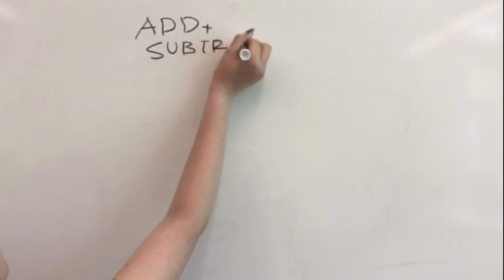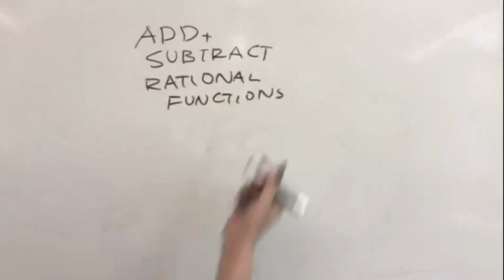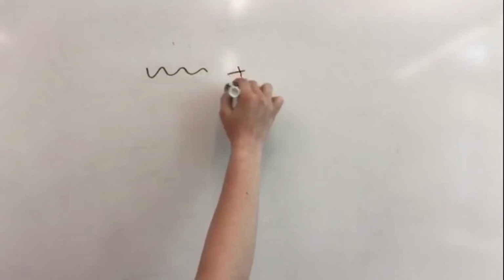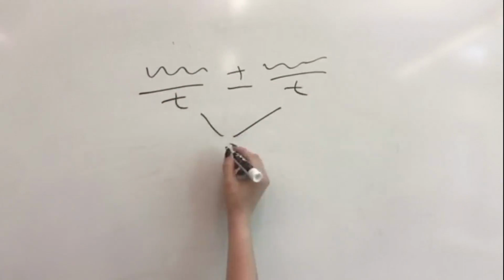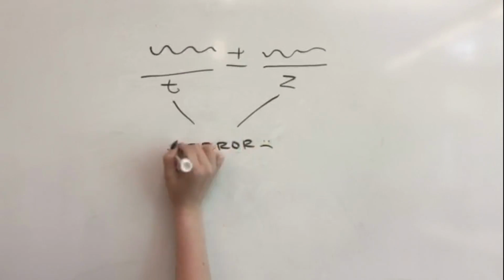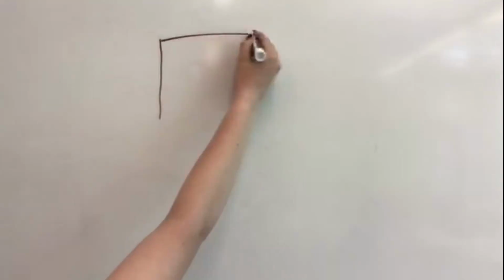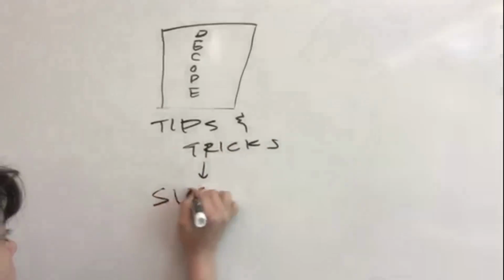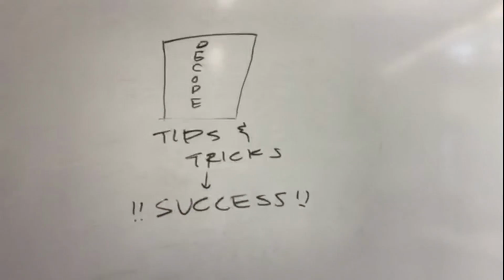Adding and subtracting rational expressions. When you add and subtract any rational functions, you need to first go back to your basic training. In order to add and subtract any fractions, the denominators need to be the same. This is the same thing for rational functions. If the sources have different denominators, we can't decode the message. When we add and subtract these expressions, we need to remember our handy decoder sheet. This has tips and tricks for success.